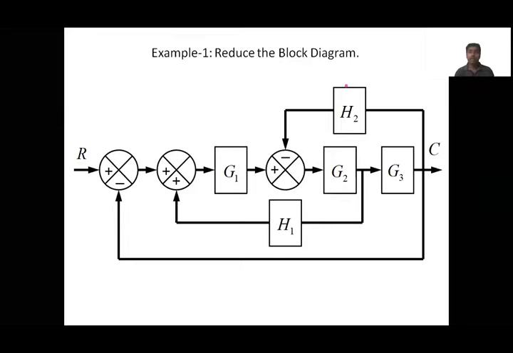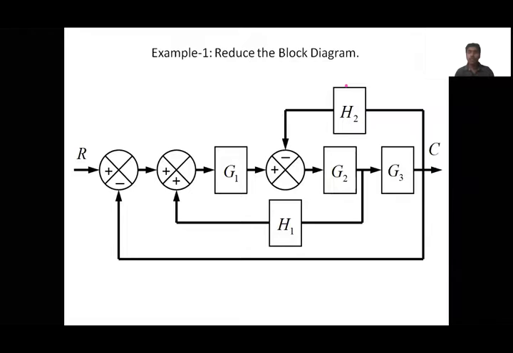Similarly, there are no parallel blocks. G1, G2, G3 are not in parallel. And similarly, there is no simple feedback loop, no direct feedback loop at all. So for the first three steps we can't do any simplification. Then in the fourth step we look at alternating the summing points or takeoff points.